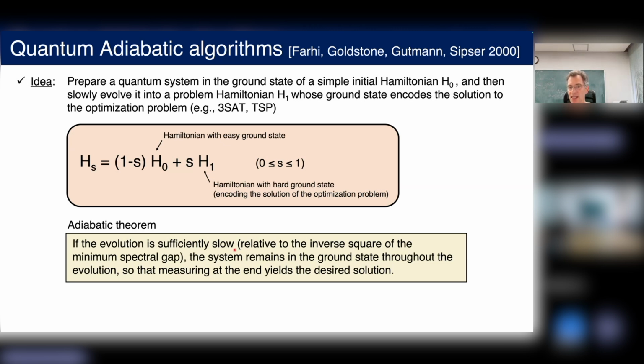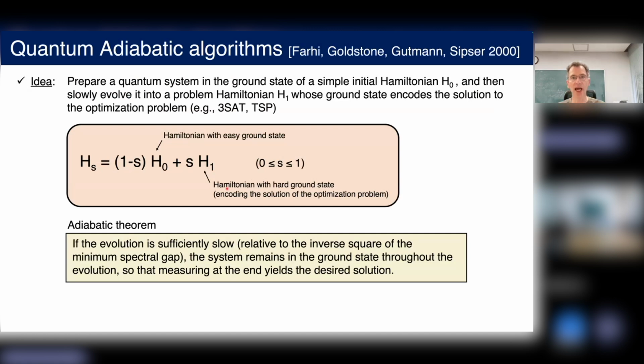Mathematically, you can show that you need an evolution time proportional to the inverse square of the minimum spectral gap. So the important thing is the spectral gap. If the spectral gap is very small, then you will need to do the evolution very, very slowly, so finally you will need a lot of time. If the spectral gap is large enough, then it can be much faster.